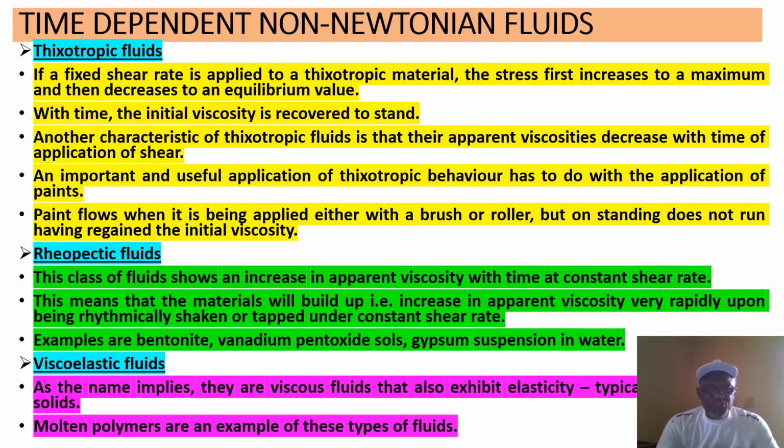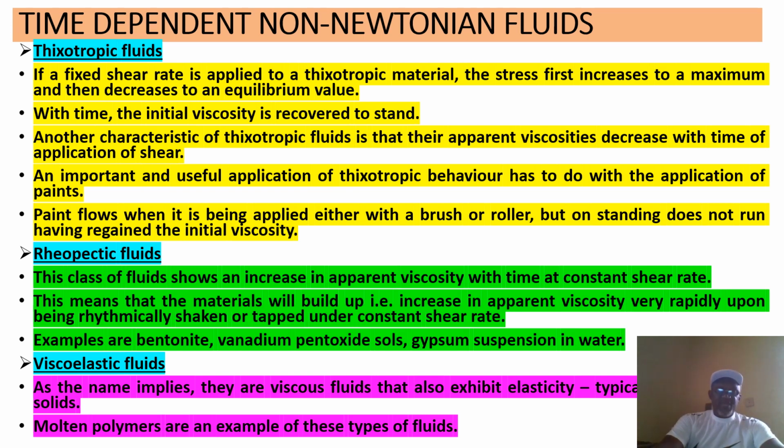This class of fluid shows an increase in apparent viscosity with time at constant shear rate. This means that the materials will build up, increasing in apparent viscosity very rapidly upon being rhythmically shaken or tapped under constant shear rate. We have some examples: bentonite, vanadium pentoxide, and so on.